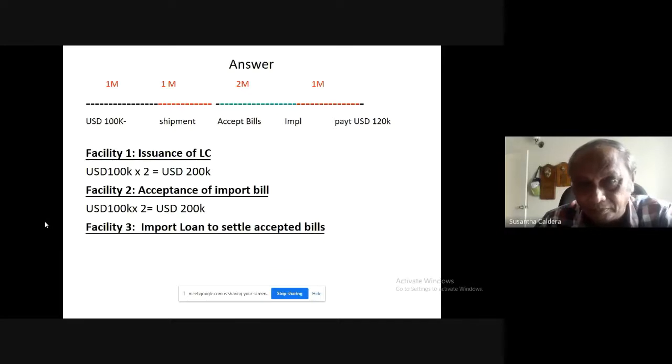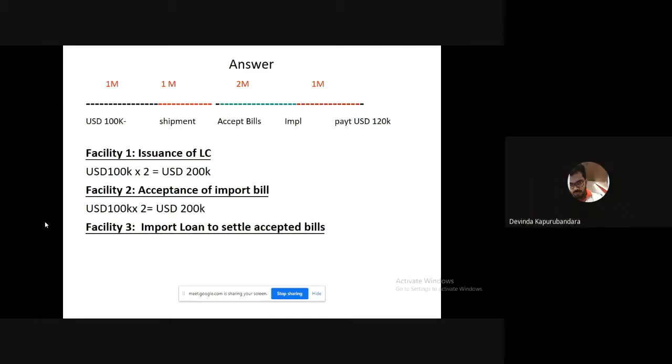Got it. Import loan to settle the accepted bills. How much import loan value do we have to give? And 20,000.